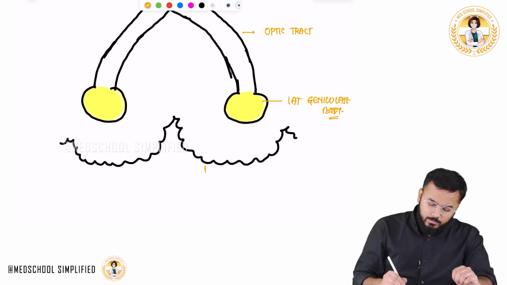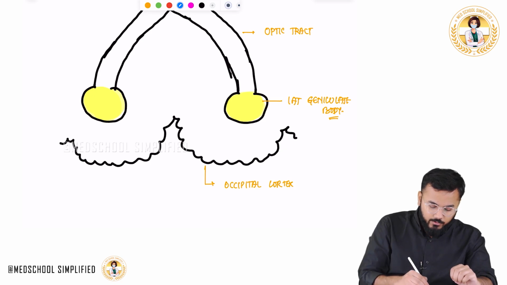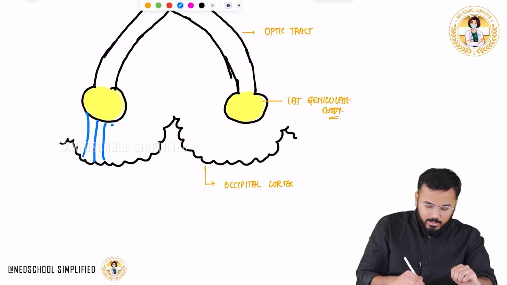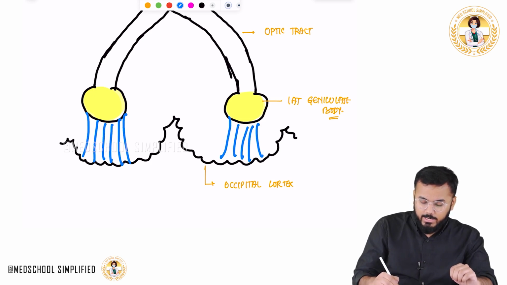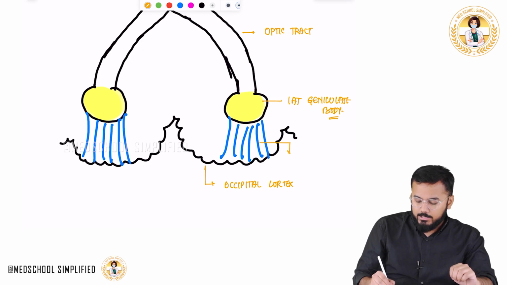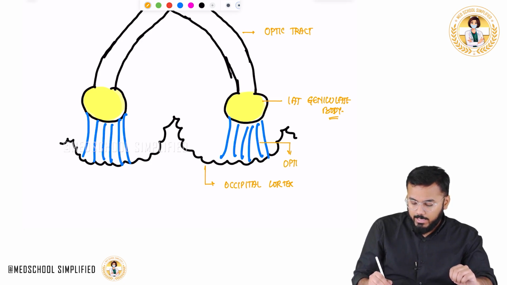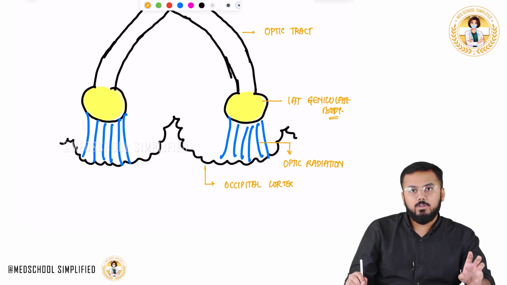And next, what is this part over here? This part is called the occipital cortex. And you see these fibers running down to this occipital cortex, these are called radiations, and these radiations are given a specific name: optic radiations. Where is your visual cortex located? The occipital cortex is the visual cortex responsible for vision, right?